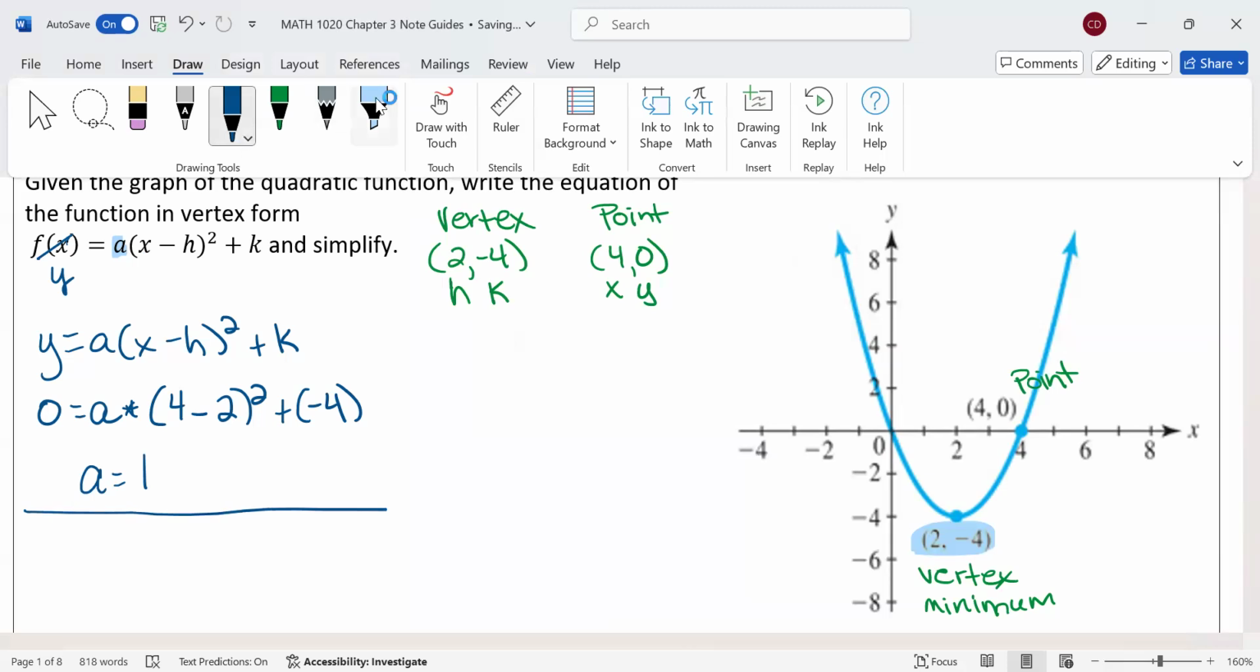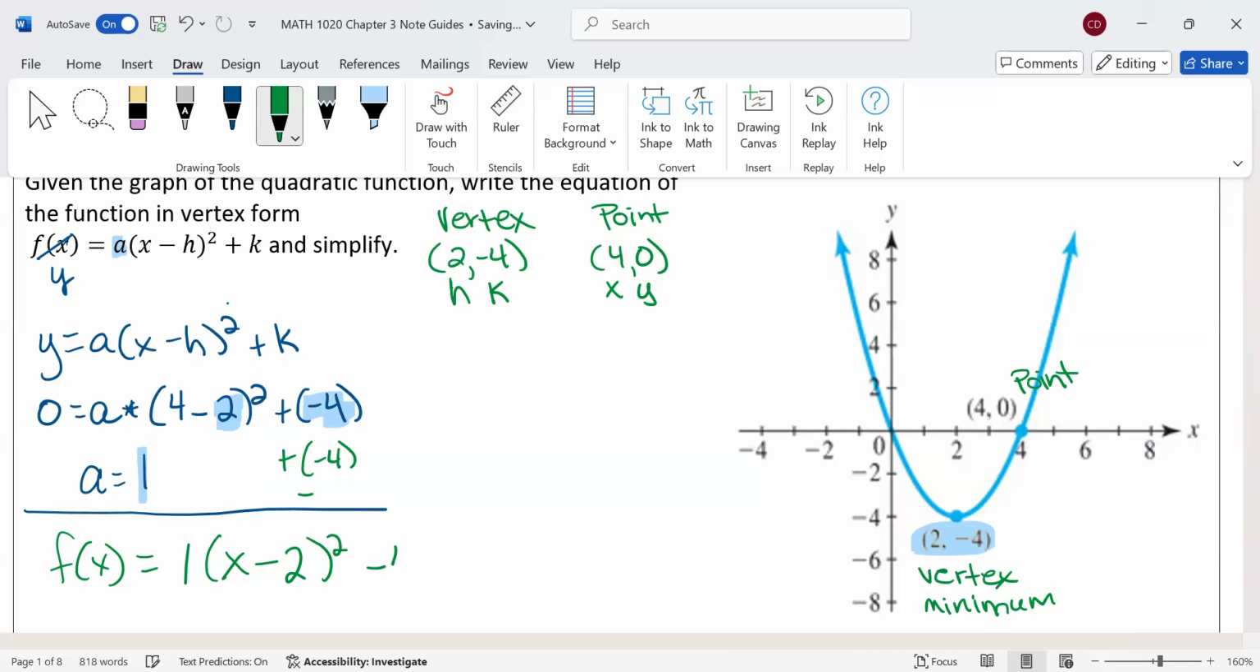So now they want it in vertex form. The things that are going to stay, this is going to stay, this is going to stay, and then we need to fill in A. So they'll have the f of x for you. A is 1, and I have x minus h, which is 2 squared. And when you have plus a negative, that becomes a minus, so it's -4.